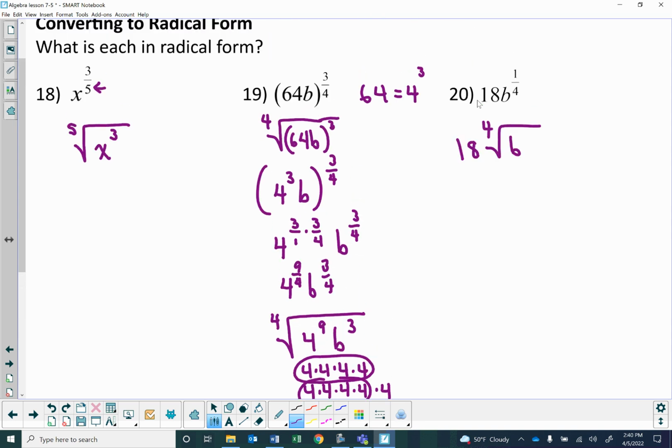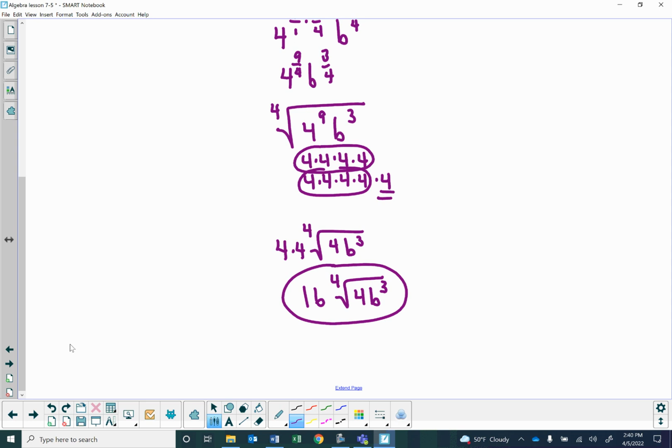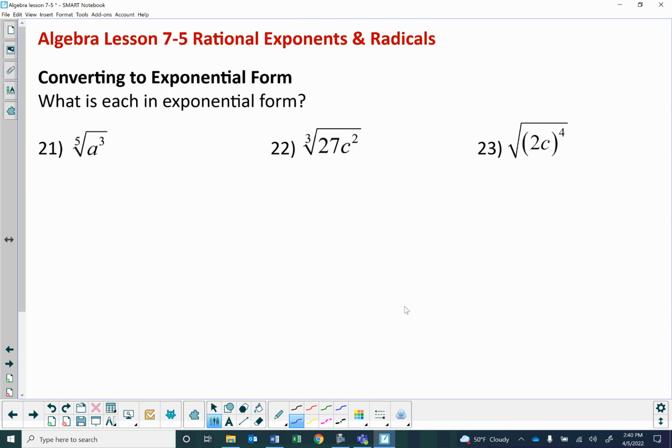All right, so if we can change something to radical form, we should also be able to change it to rational form. If I have the 5th root of a to the 3rd, okay, we're going to undo what we just did. Remember, this is going to be the denominator. This is going to be the numerator of the fraction. So we're going to have a to the 3/5 power.